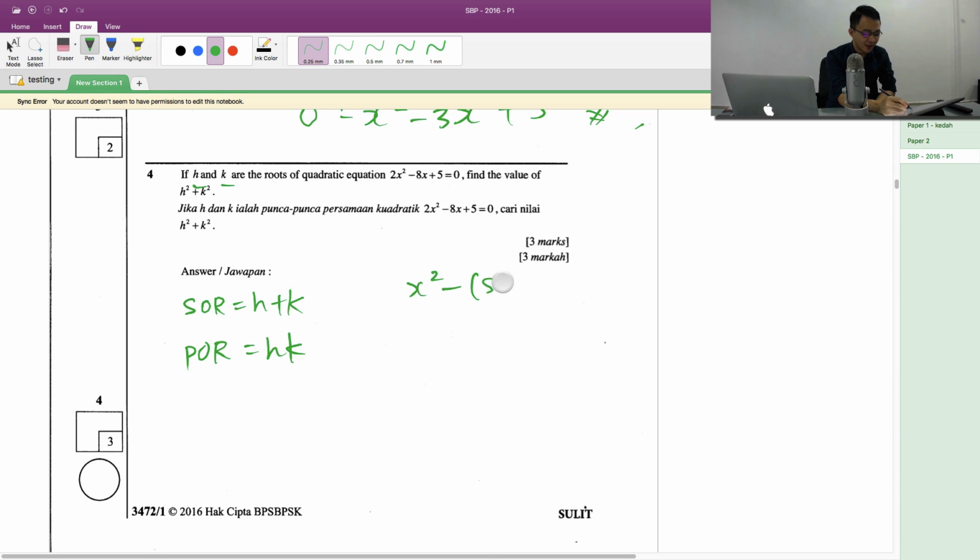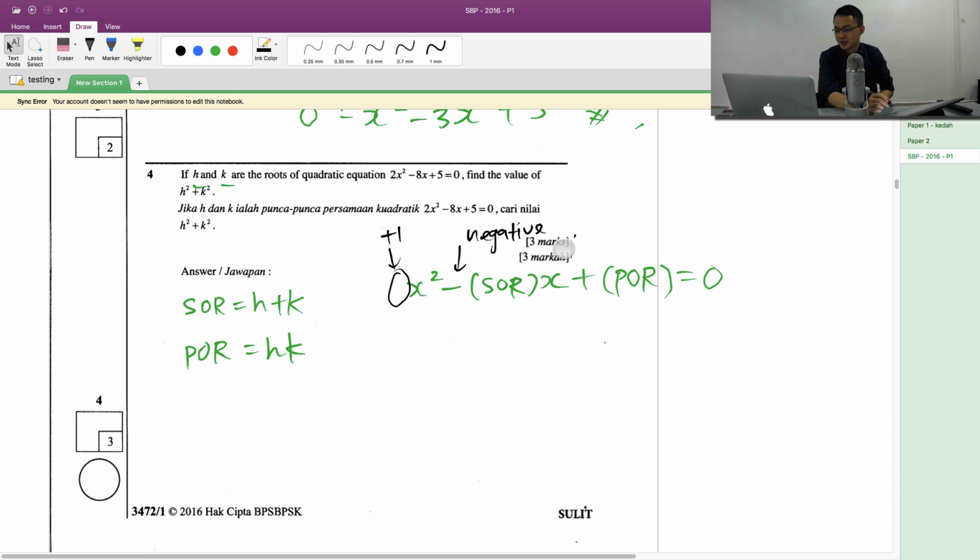x squared minus sum of roots x plus product of roots equals 0. This is the general equation for sum of roots and product of roots. What you need to pay attention to is that the coefficient of x squared must be positive 1, and this sign must be negative. This is something you have to pay attention to in the formula itself.